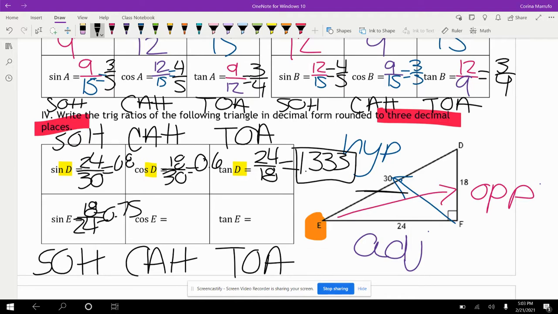Cosine of angle E is going to be adjacent over hypotenuse. So my adjacent this time is 24 over, why did I do that? 18 over 24. I'm such a dork. That's supposed to be my tangent. Sorry. So 24 over 30. 24 over 30 is 0.8. Sorry, I don't know why I put this over 24. It should have been over 30.